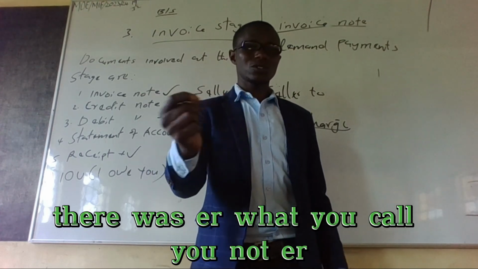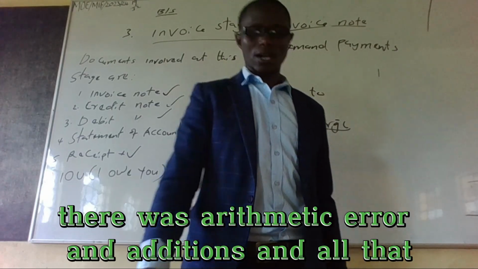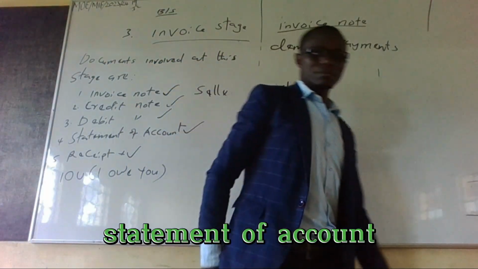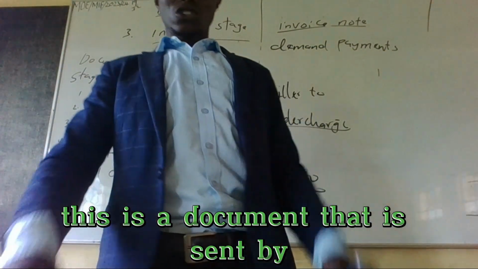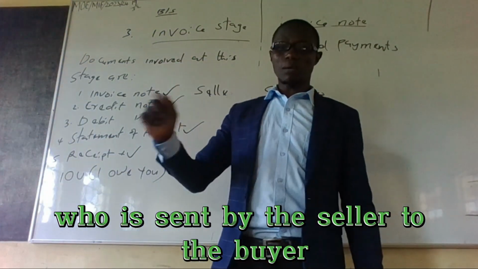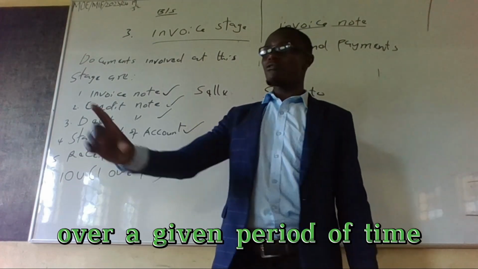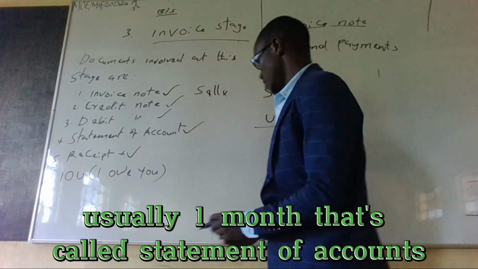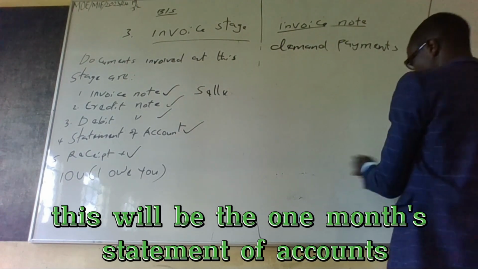There was an arithmetic error in additions and all that. And then we have what we call a statement of account. This is a document that is sent by who? It's sent by the seller to the buyer to show a summary of all transactions over a given period of time, usually 1 month. That's what we call a statement of account, usually for a period of 1 month.